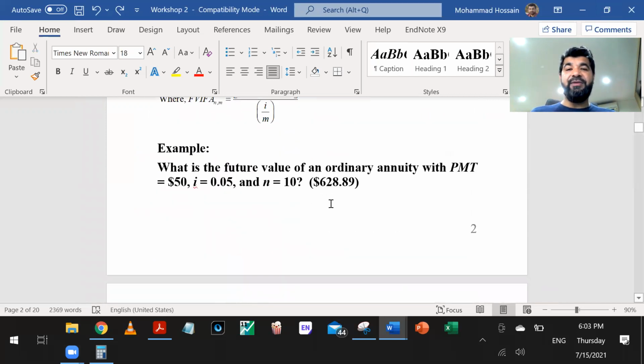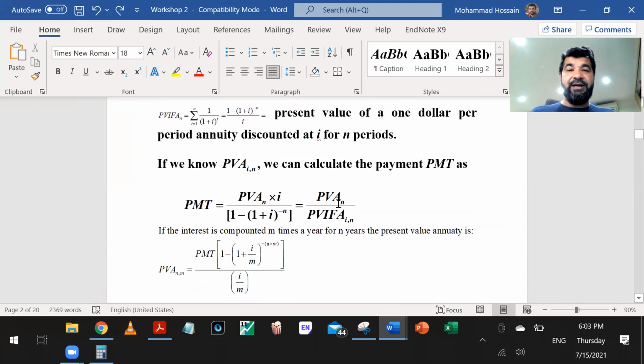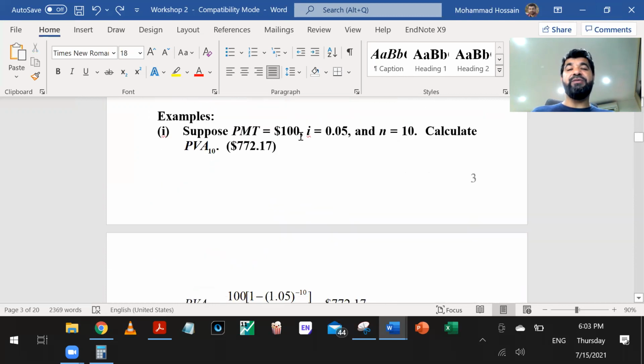Okay, we have done that. Now the next one is about, suppose payment is $100, 5%, and n is 10. Calculate the present value annuity. So what is the present value of $100 that you are going to pay for the next 10 years at 5% interest, right? It is definitely, we can see, more than $1,000.